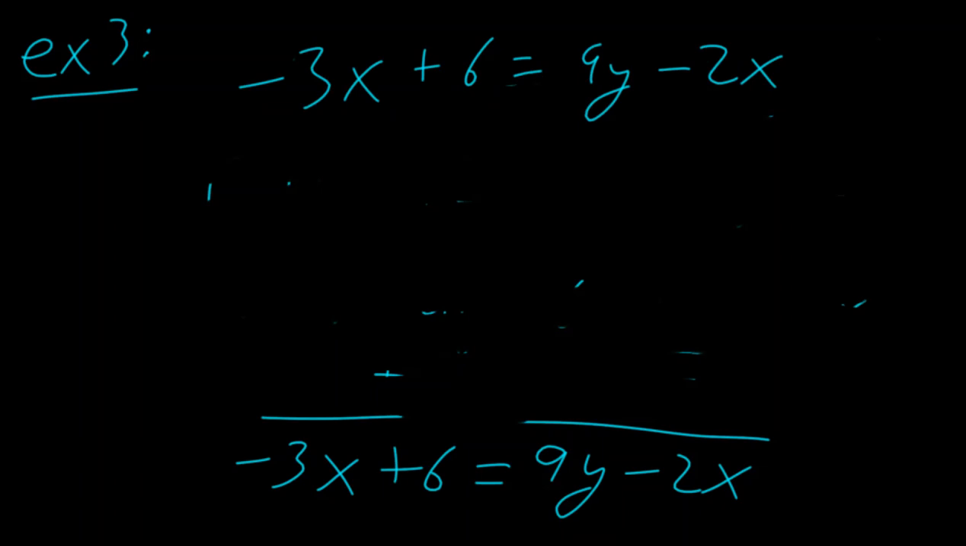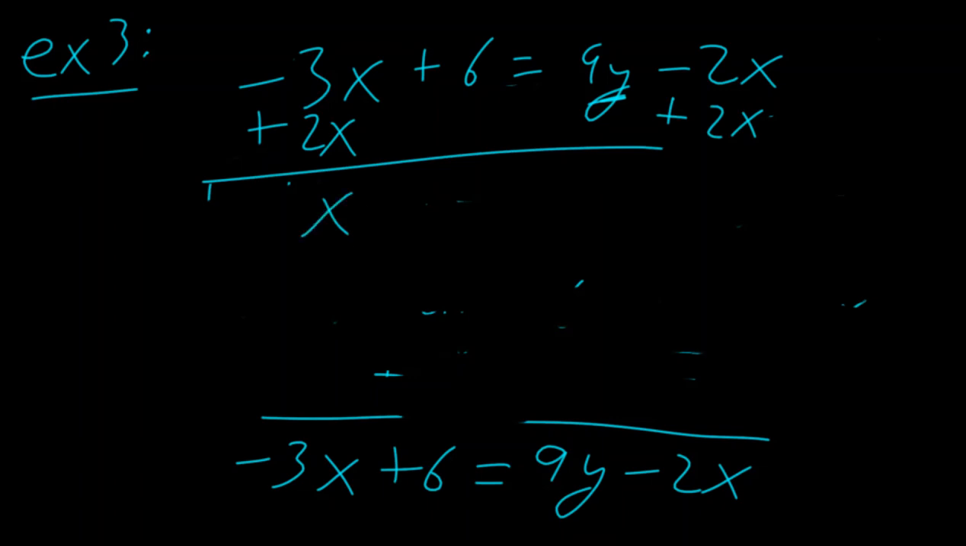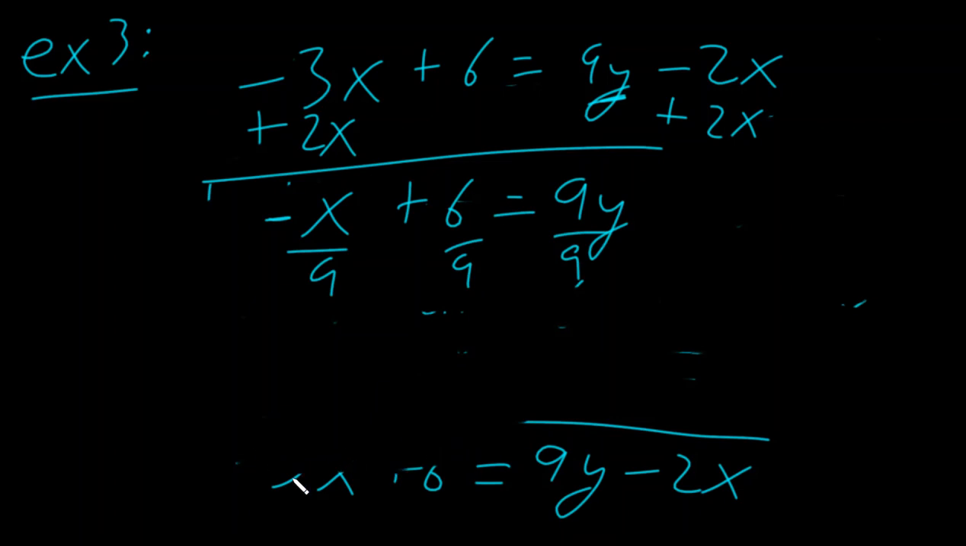Now the next thing we know, since the y is here, we want to get rid of this minus 2x, so plus 2x, plus 2x. And negative 3x plus 2x will of course give us negative x, plus 6 is equal to 9y. Now from here, to get the y by itself, we should divide every single thing by 9, really making this super, super simple.